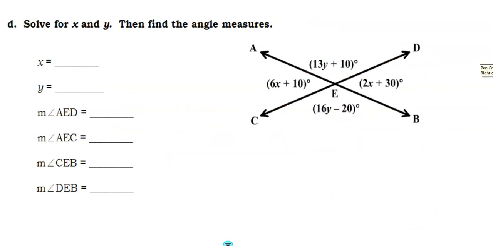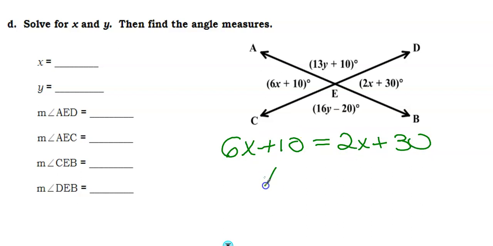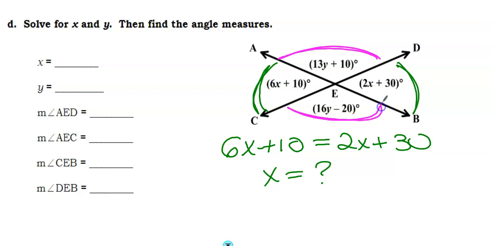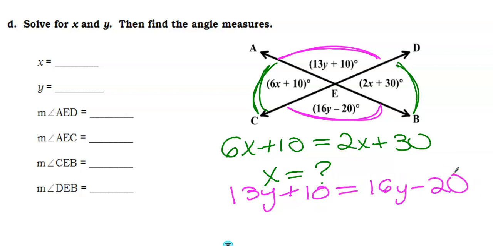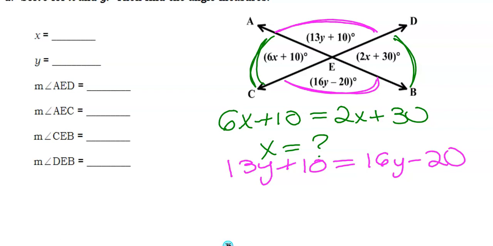I want you guys to set these up and solve them. So 6x plus 10 equals 2x plus 30. Solve for x. Then do the same thing. Why did I do that? Because these two equal each other. 6x plus 10 and 2x plus 30. Now I have 13y plus 10, and 16y minus 20. So that's my first step. I need to find the value of the variable. So try those out and check back and see what you got.